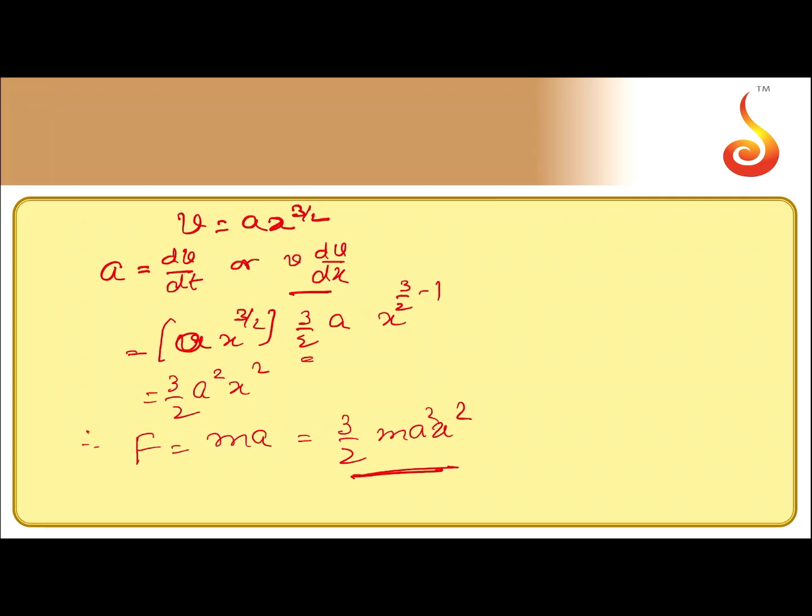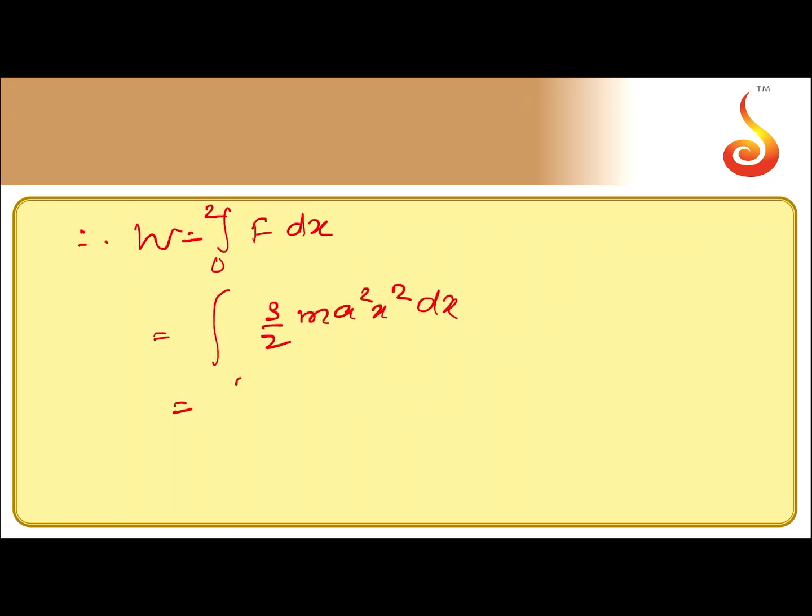So I have the force, and therefore I can find out the work done simply by integrating F dx from 0 to the final value 2. Force is 3/2 m a squared x squared dx. 3/2 m a squared come outside, integral x squared dx is x cubed by 3. So x cubed divided by 3 from 0 to 2, and this becomes m a squared divided by 2 into 8. So you can substitute for all these details.